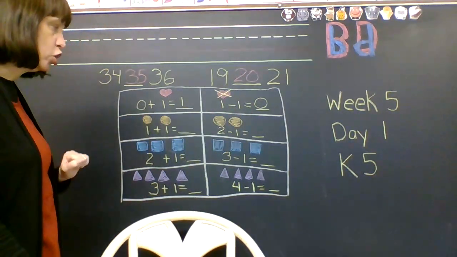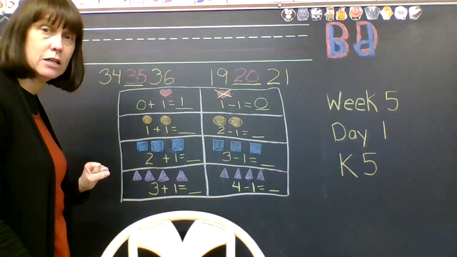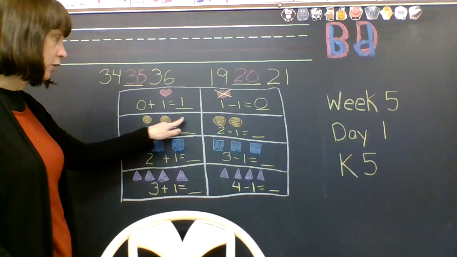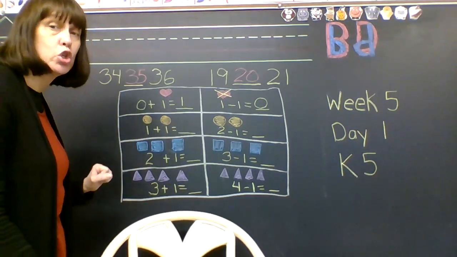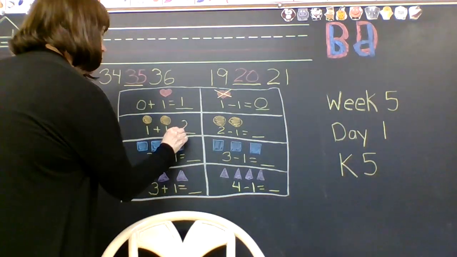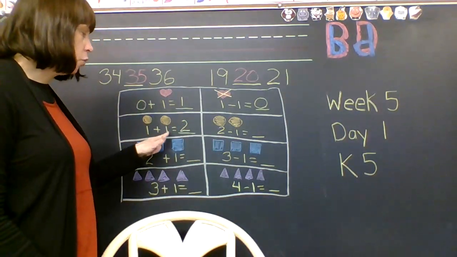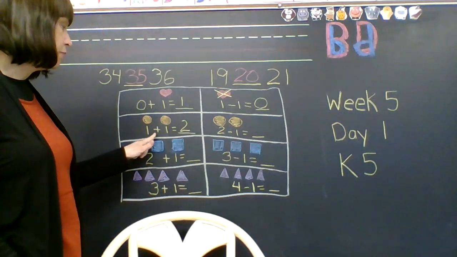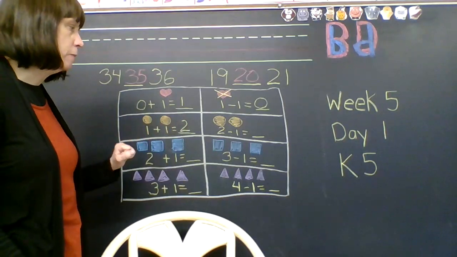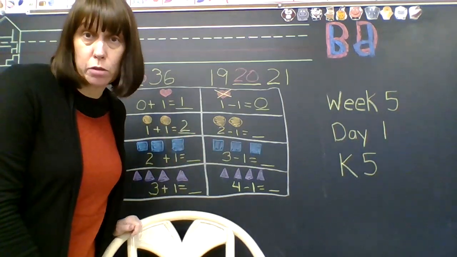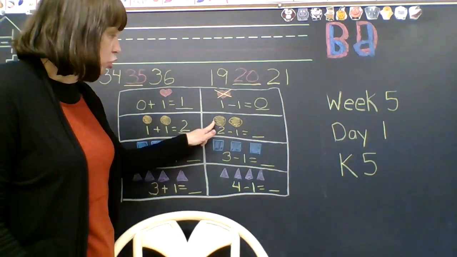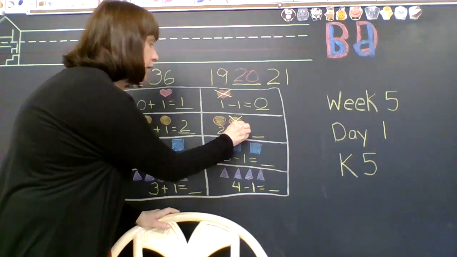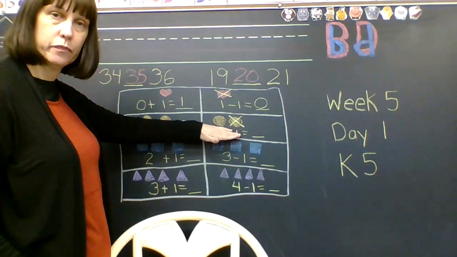We have 2 circles. All right? Now, look. 1 circle plus 1 circle equals how many altogether? 2. So, 1 plus 1 equals 2. Say that with me. 1 plus 1 equals 2. Now we'll do the subtraction problem. All right, we have 2 hearts minus 1 heart. And how many is left?